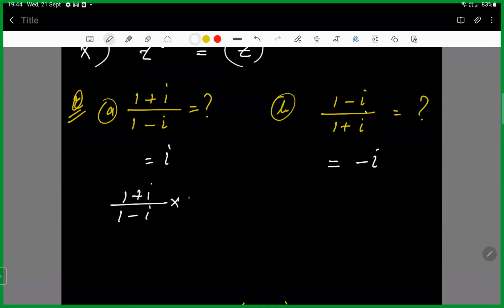How do you rationalize it? You multiply it with its conjugate. What is the conjugate of the denominator? Do it. Can you do this? Do the same for that. Okay.